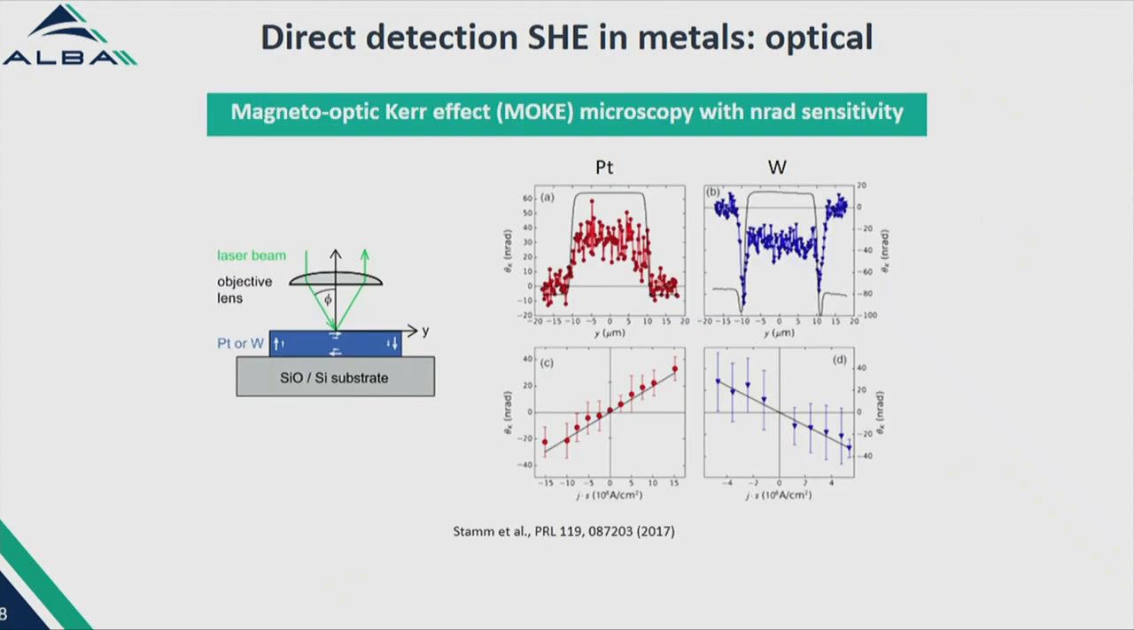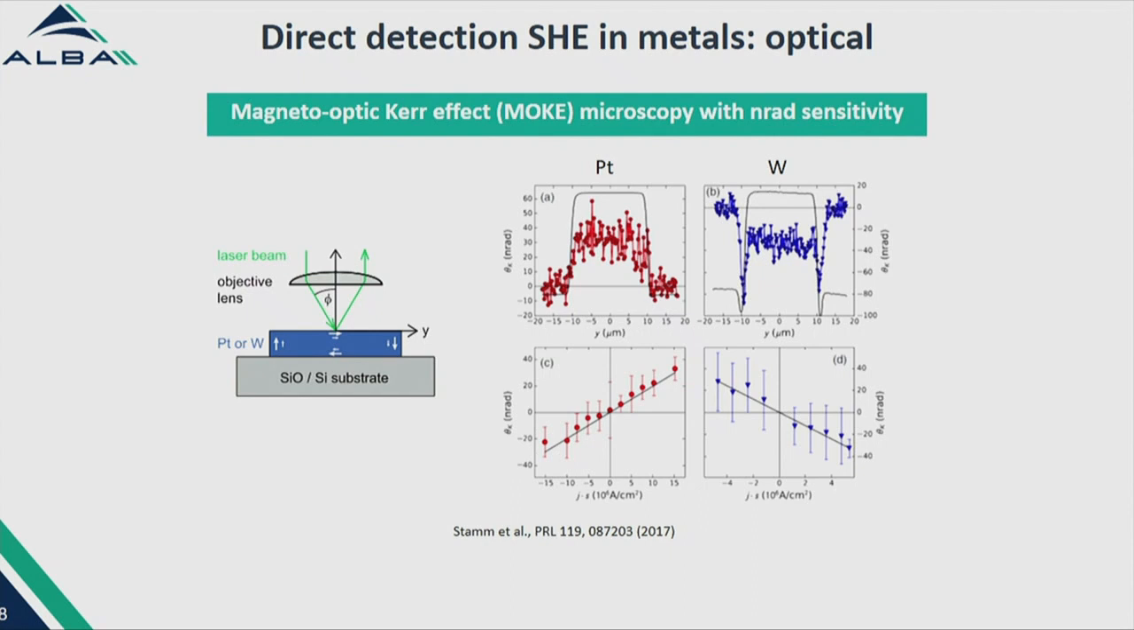What about metals? Metals, as I said, are harder to measure because the spin diffusion length is much shorter, so it's an effect that vanishes sooner. But on the other hand, they promise very large effects. So they are interesting. Of course, we have to go for them.